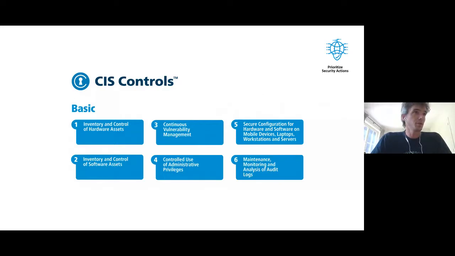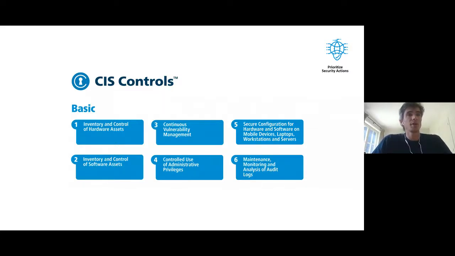So the third one is continuous vulnerability management. That's something that's the core business of a vulnerability management tool. Fourth, control your use of admin privileges. Also something you can assess with a vulnerability management tool. And then you have secure configuration of hardware, software, mobile devices, laptops, workstations, and servers. So it's hardening of these devices by configuration management. Again, something you can facilitate with a vulnerability management scanner.